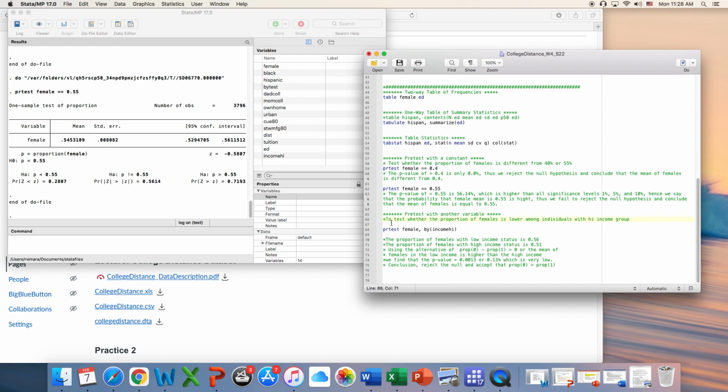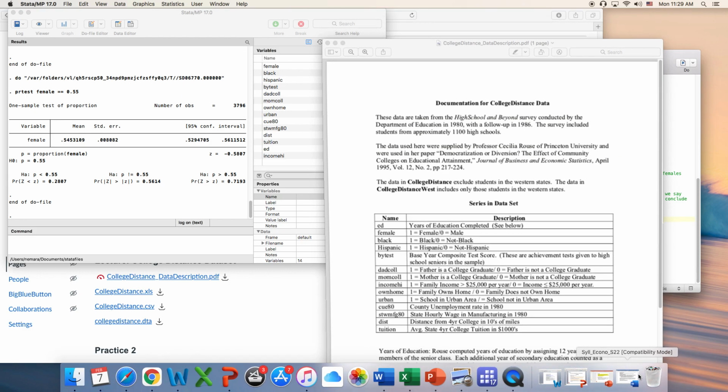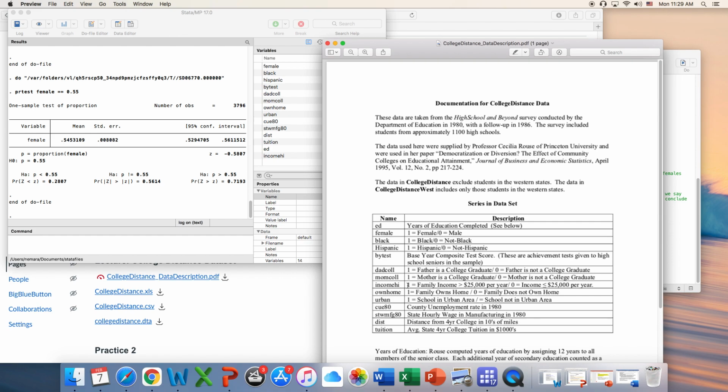Okay, with the high income group. To test that, I have females, and I also need the variable for income high. So when we go here, income high takes 1 for families with income greater than 25K and 0 for families with less than or equal to 25K. So you can think that those from income high take 1, then the income is high.